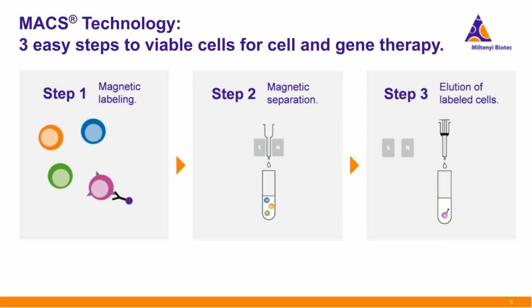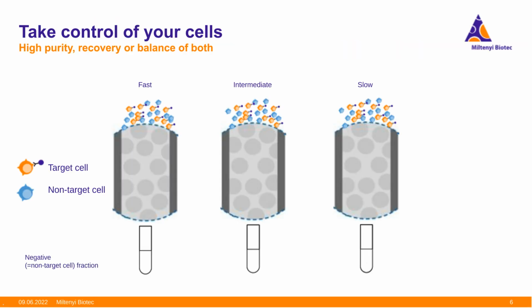I said that the column was important because it allows us to achieve minimal labeling, but there's another point of the column that is even more important, and that is taking control of our cells. This is important because we can then control if we want higher purity, higher recovery, or a balance of both. And we can control this by changing the flow rate by which the sample is going through the column.